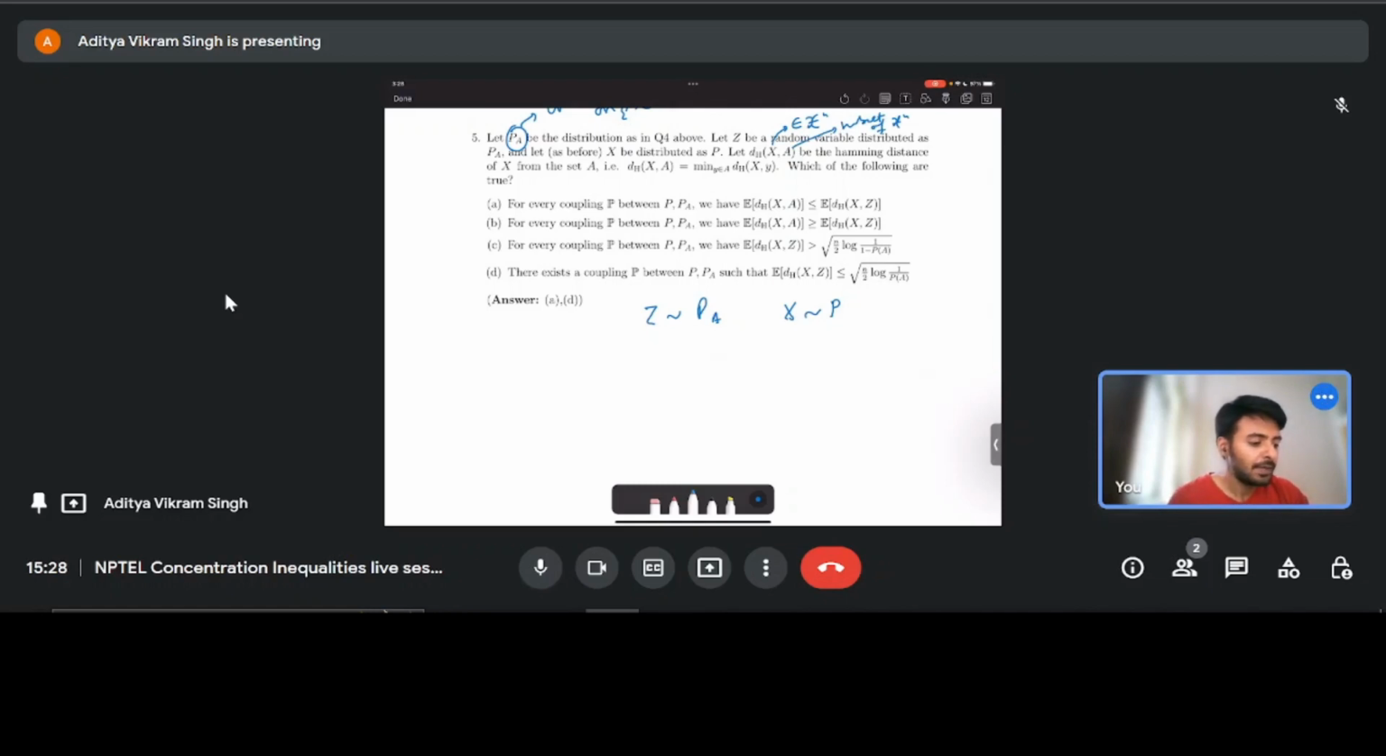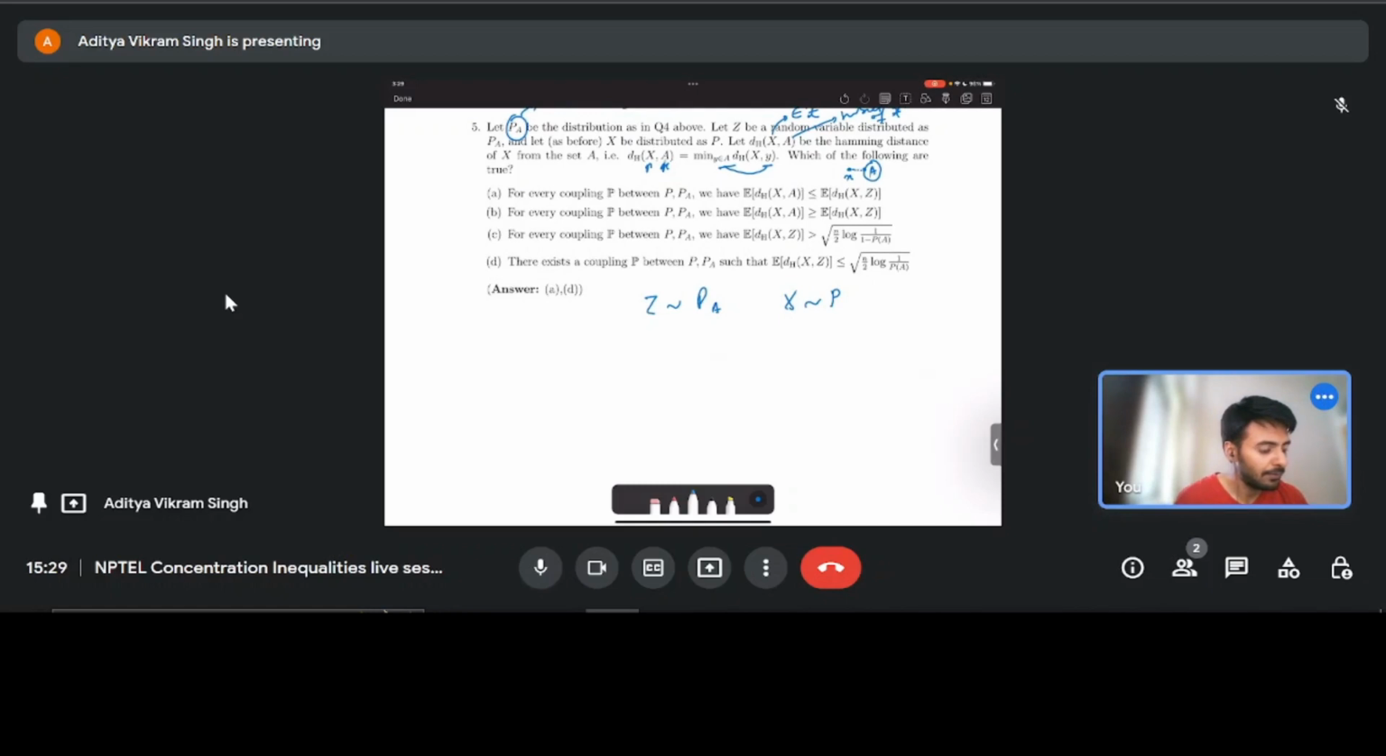How do we define this Hamming distance of a vector x from a set A? It's the minimum of the Hamming distance between x and all y belonging to A. So if this is x and this is a set A here, what is the distance between x and set A? Just find some y in A which is closest to x, and that is the distance between x and the set A. So which of the following are true?